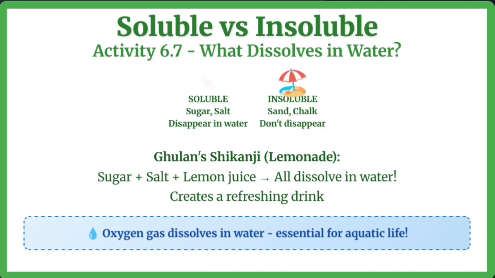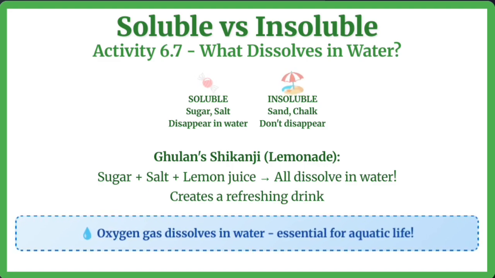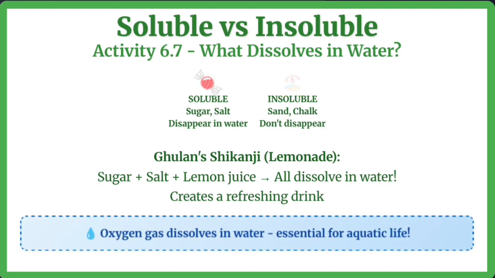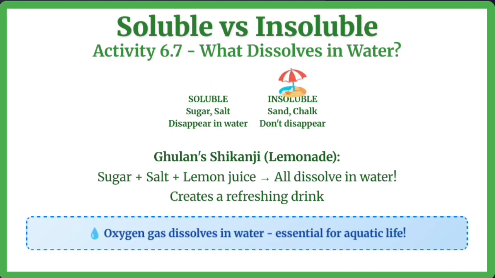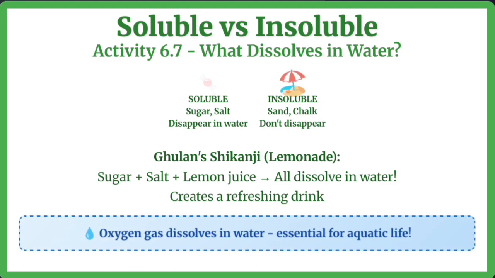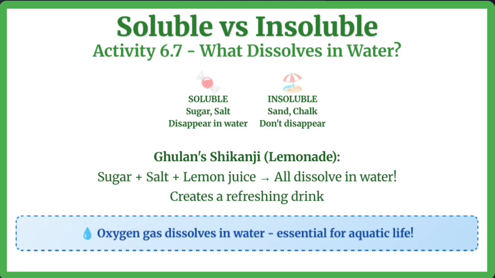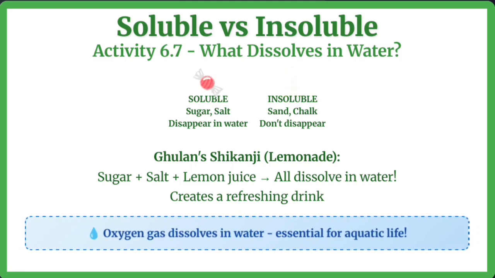Some materials dissolve in water, soluble, like sugar and salt, while others don't, insoluble, like sand and chalk. This property is why we can make delicious drinks like shikanji where ingredients mix completely with water.